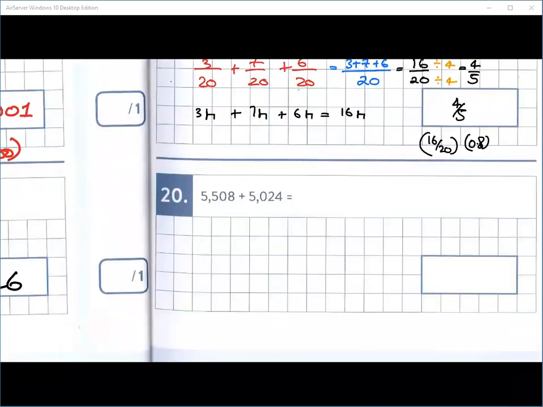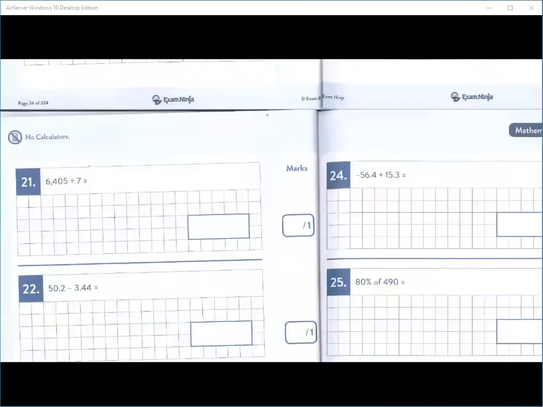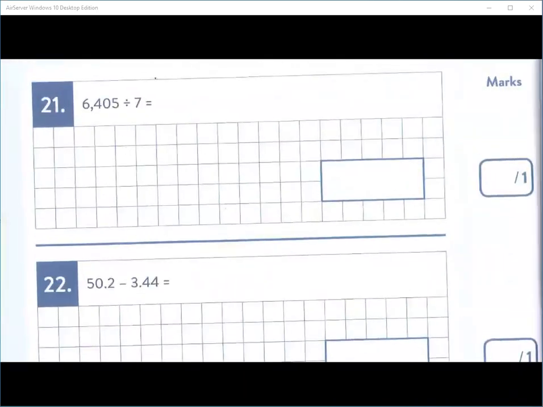Right, next question, number 20. I'm just going to give you the answer for that one because that's a nice, hopefully straightforward question. Just adding up those 4-digit numbers. Nothing really to write about there. Now, question number 21. We have 6. So the 7 goes in the front, and the 6405 goes over here. And again, it's a straightforward division calculation.